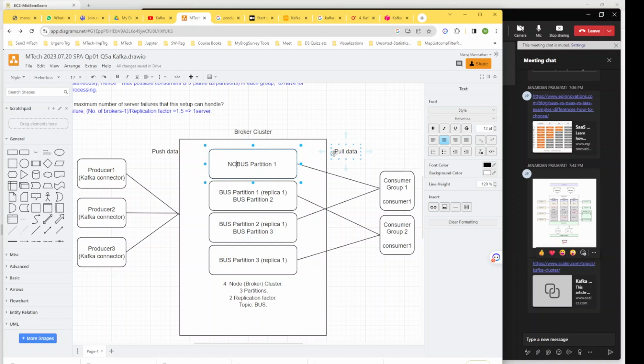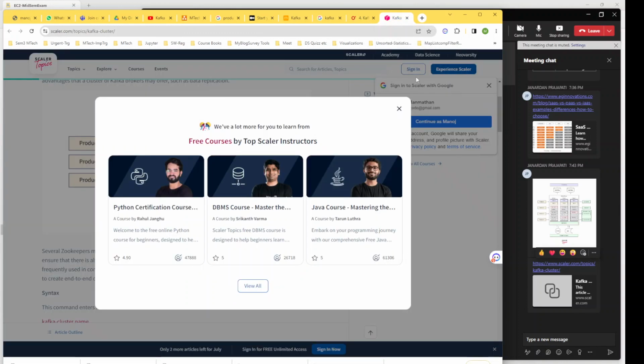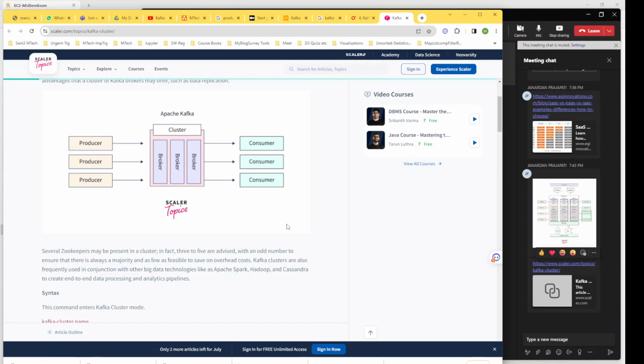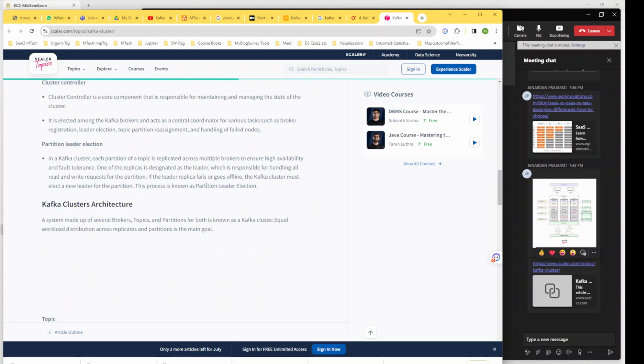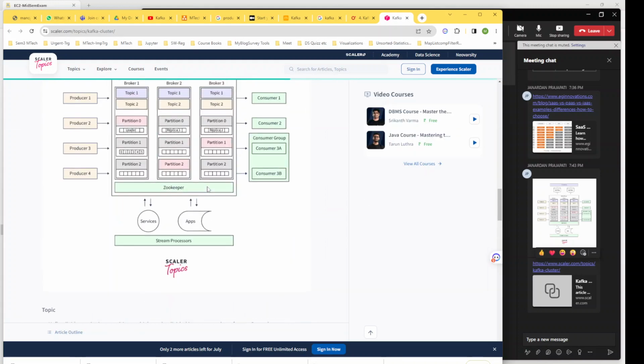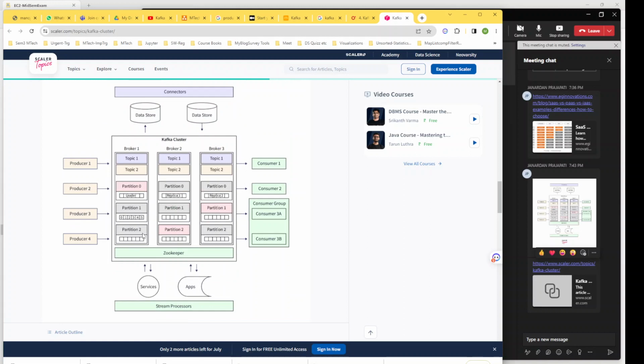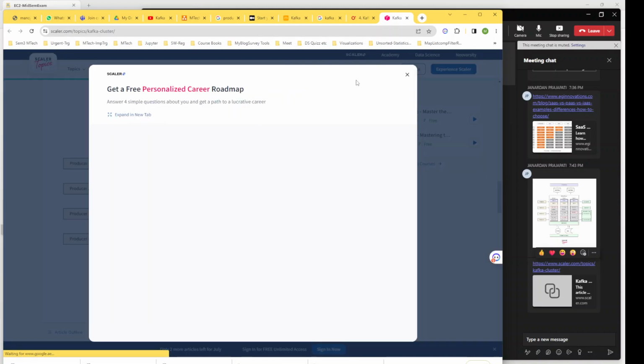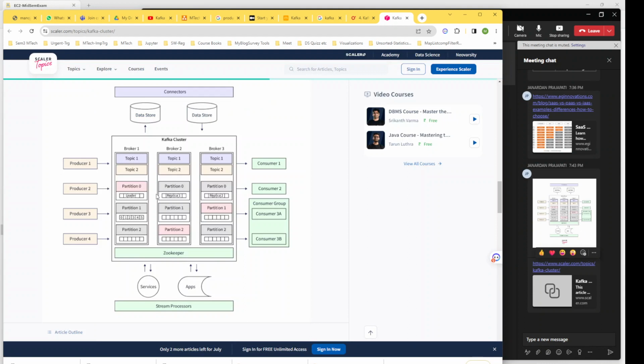Please scroll down the website. The diagram that is given is a better representation actually. Here we have broker 1, broker 2, broker 3, and topic 1, topic 2, partition 0, partition 1, partition 2.